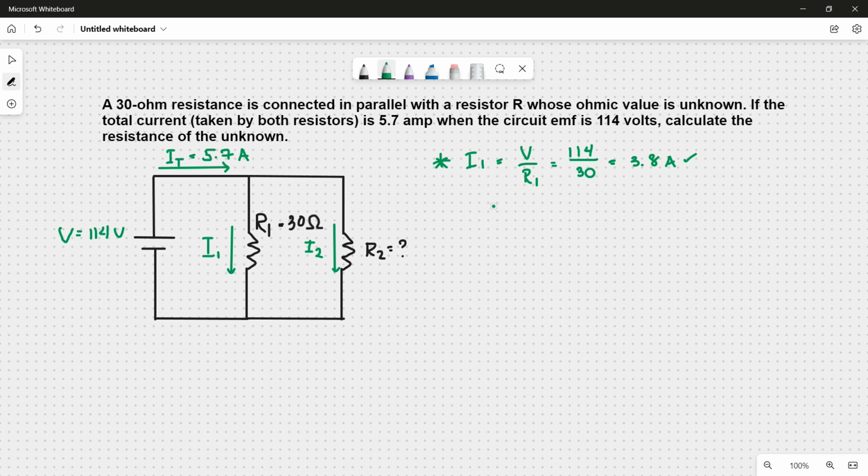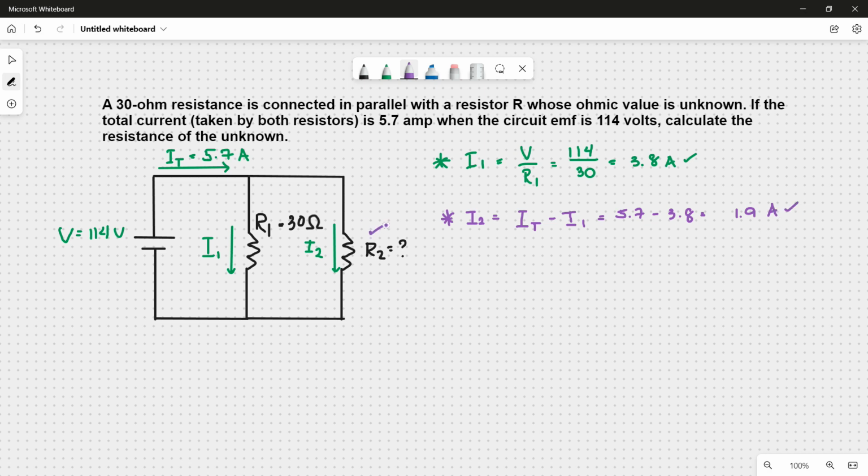Alright, so since the total current is 5.7 amps, and when it split through this node here, the 3.8 amps went down passing through R1. So how much current do you think went through this wire passing R2? Yes, you got it right. We have to subtract I1 from the total current. So mathematically, I2 is equal to IT, or total current, minus I1. Therefore, we'll get 1.9 amps.